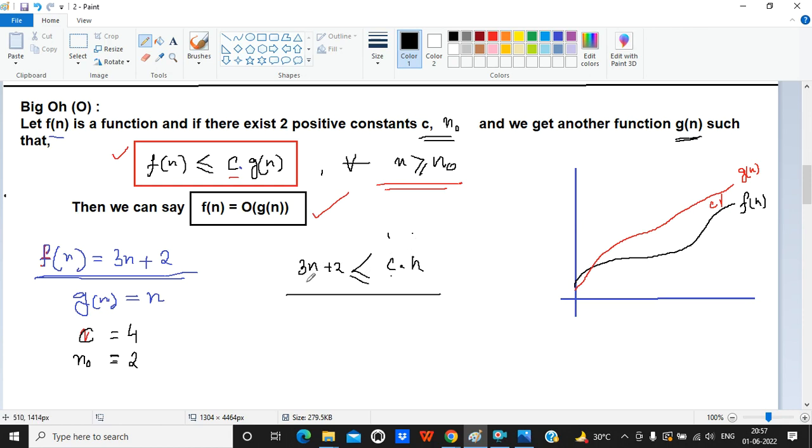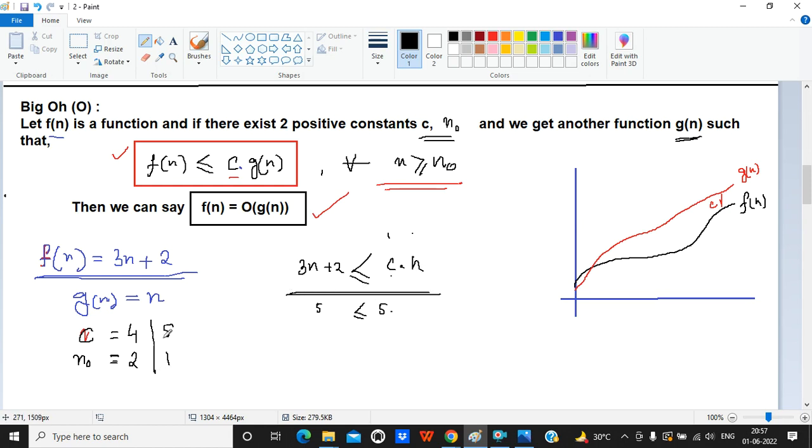Because you always consider g(n) should be more. If you consider n as 1, then the minimum value here will be 5, so it must always be less than or equal to 5. So you can consider c as 5. If you consider c as 5, then n0 will be 1. You can take any value. So if I take c equal to 5 and n0 equal to 1, then check whether these values satisfy this condition.